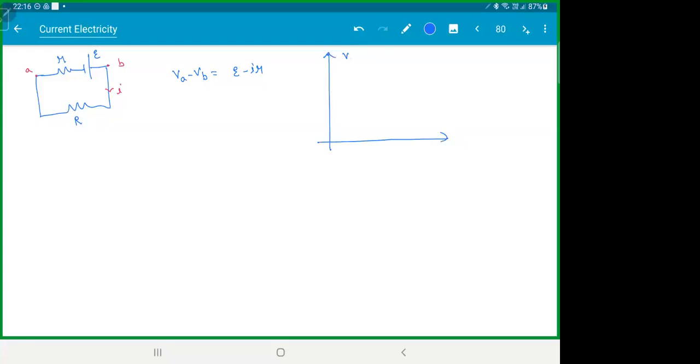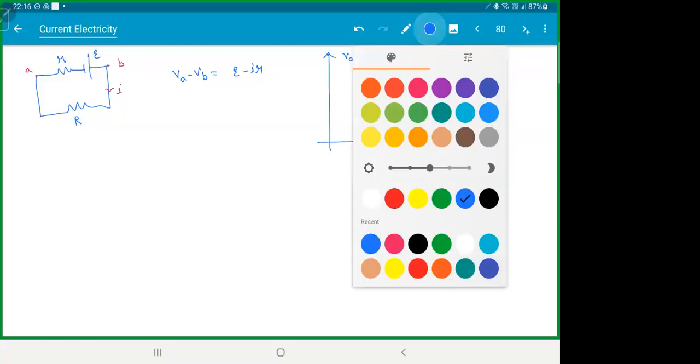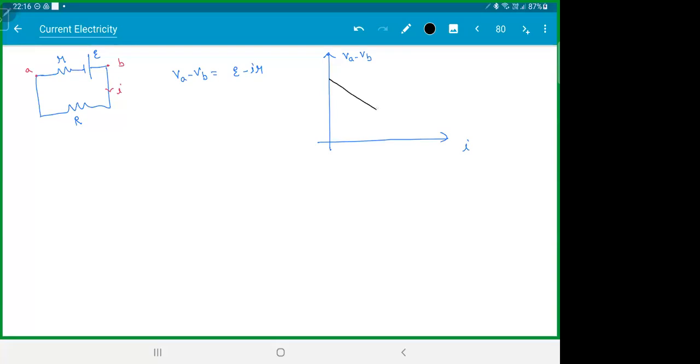If you try to plot this graph, VA minus VB versus current, this is what you will see. It's a linear function. Can you see this? It looks like a straight line equation: y is equal to minus r into I plus E. This looks like y is equal to mx plus c. It's a straight line equation with a negative slope.